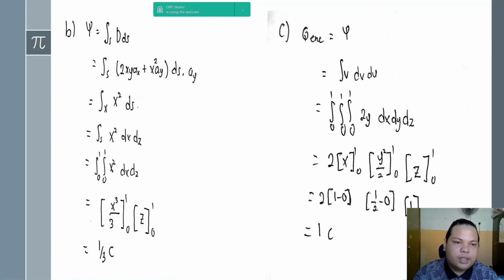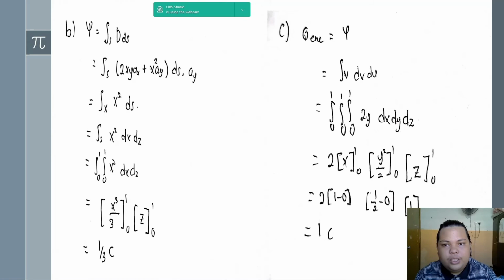Okay, for B, the flux is equal to the integration over the surface of D dot dS, and D is the given equation from the question, 2xy ax plus x squared ay, and we substitute D with the equation given. So we can get the definition of dS, and after deriving it we will get the integration of 10 x squared dx dz, and after solving it we can get the flux is 1 over 3 C.